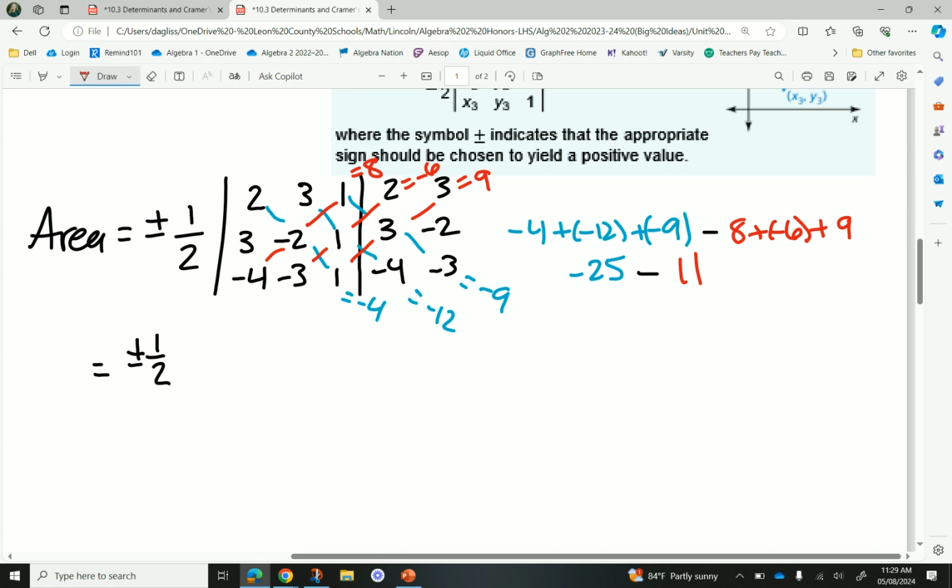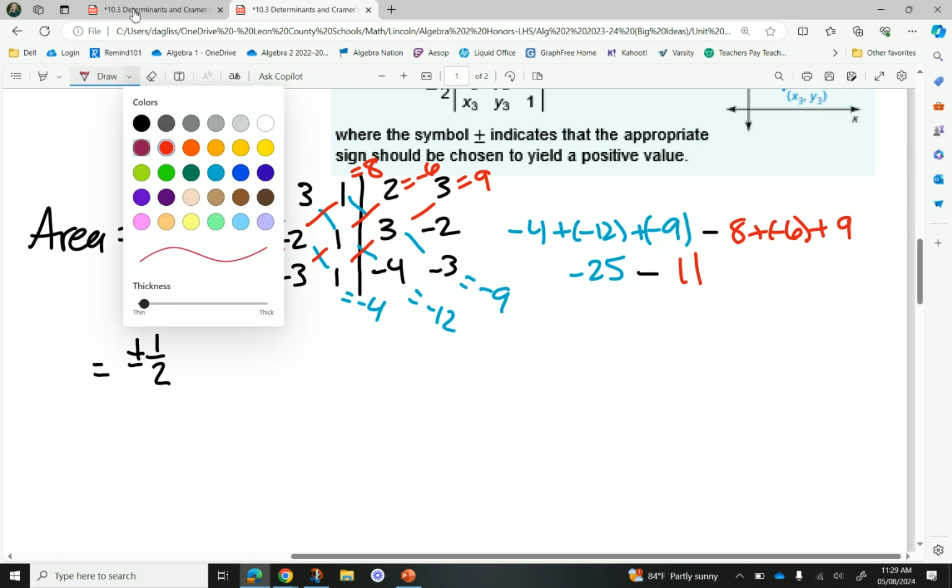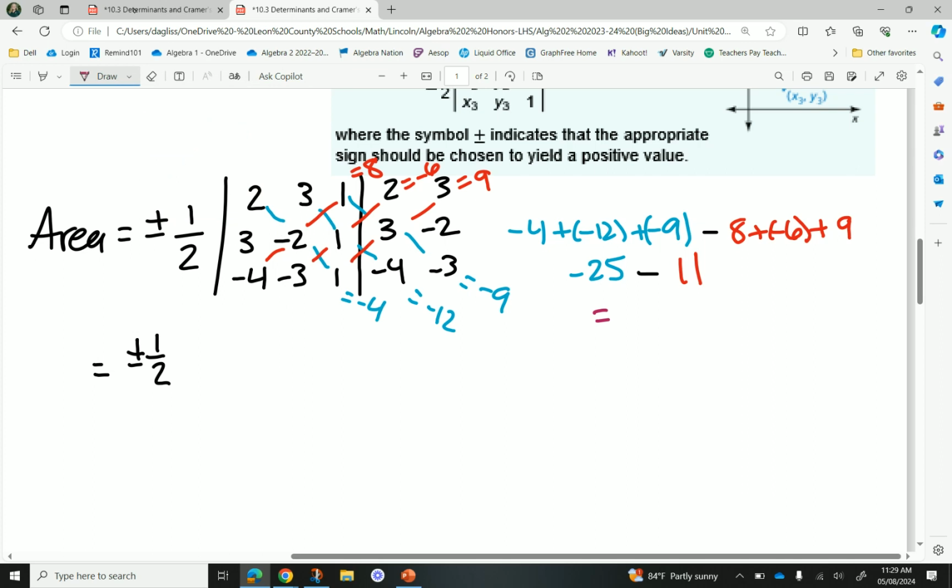So what is -25 minus 11? -36. So this is our determinant. So we're going to do 1/2 positive or negative times the determinant of -36. And that gives me, we're going to always keep the positive, we're going to make it 18.